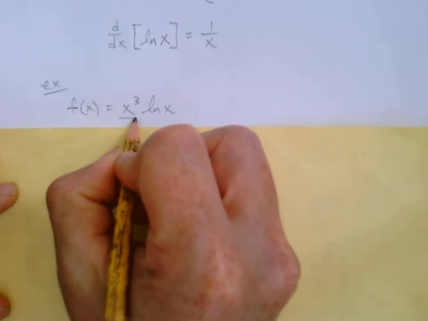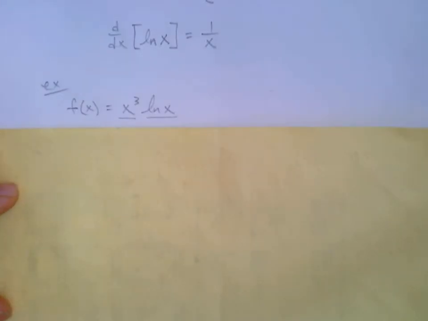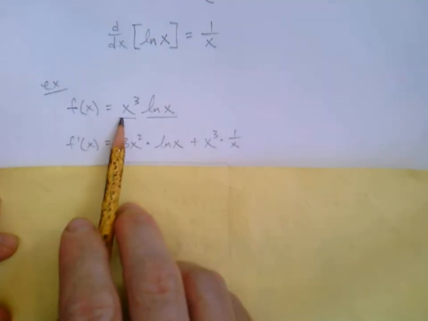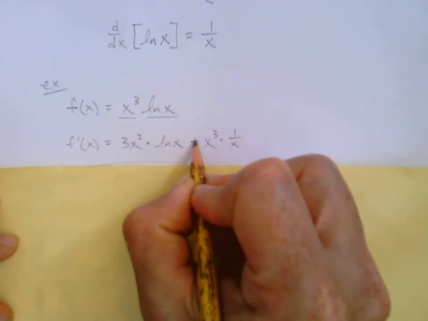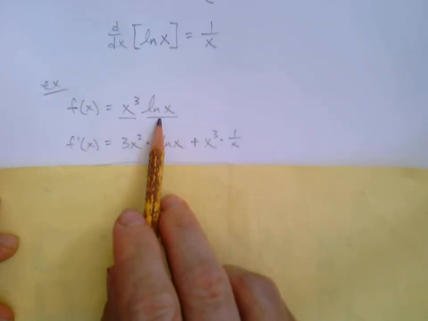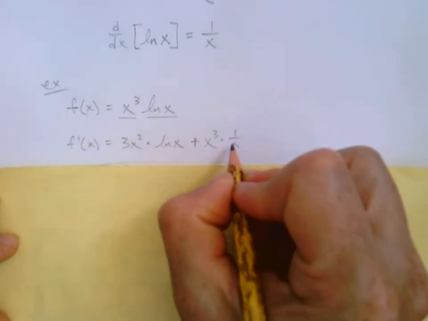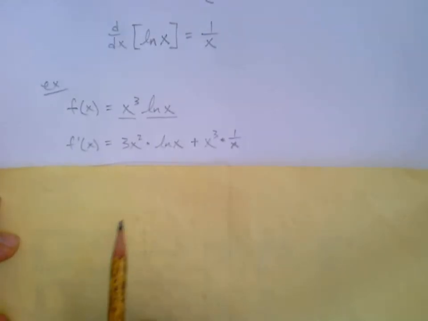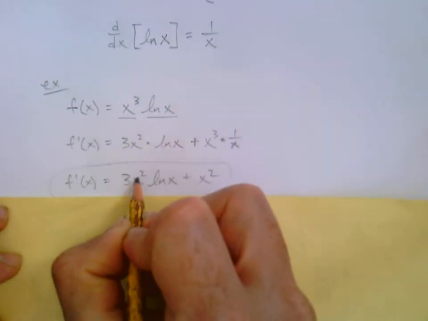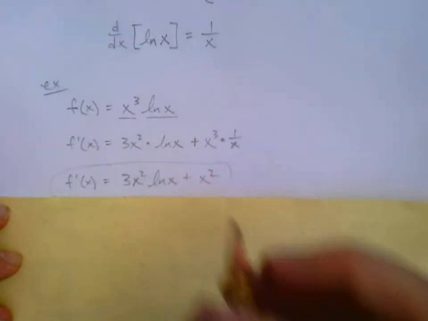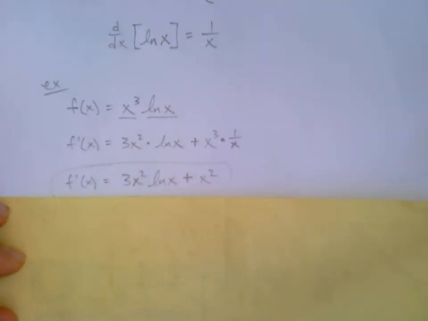This is a product rule, right? So here it is. Derivative of my first part times the second part left alone, plus my first part times the derivative of natural log x, which we now know to be 1 over x. There's our product rule. And we can simplify this pretty nicely. Here we get some cancellation. Our final answer, 3x squared natural log x plus x squared. There it is.